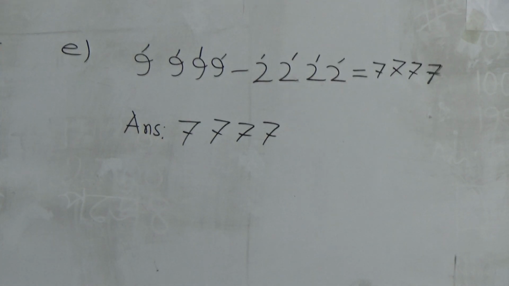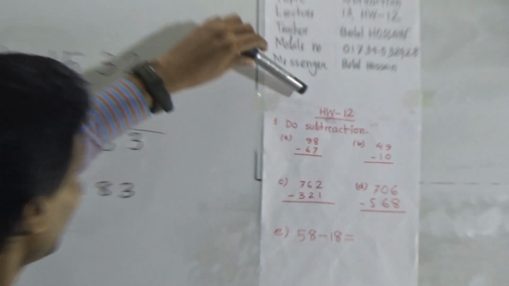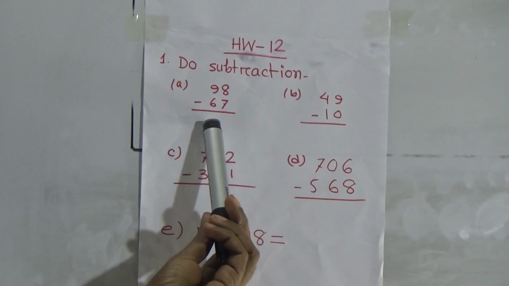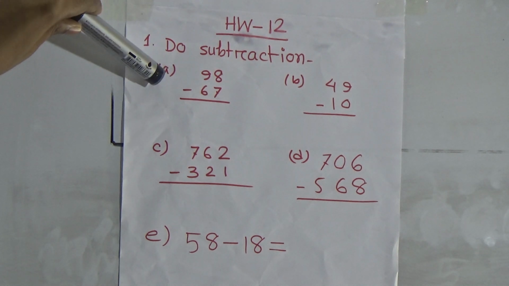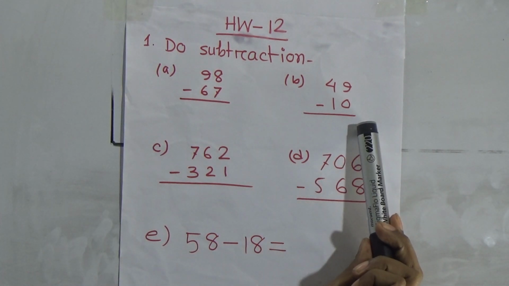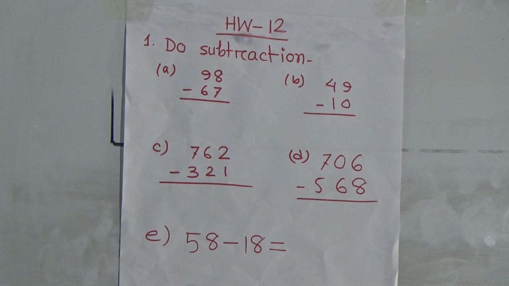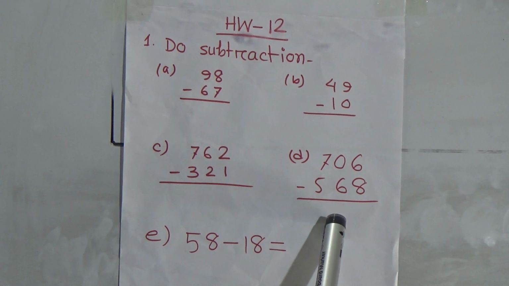Dear student, I hope you understood today's discussion. Now I will talk about our HW. Look, you see HW number 12. A number, B number you see. This is subtraction without carrying. This is also subtraction without carrying. Only D number is subtraction with carrying. Okay, try to solve this.